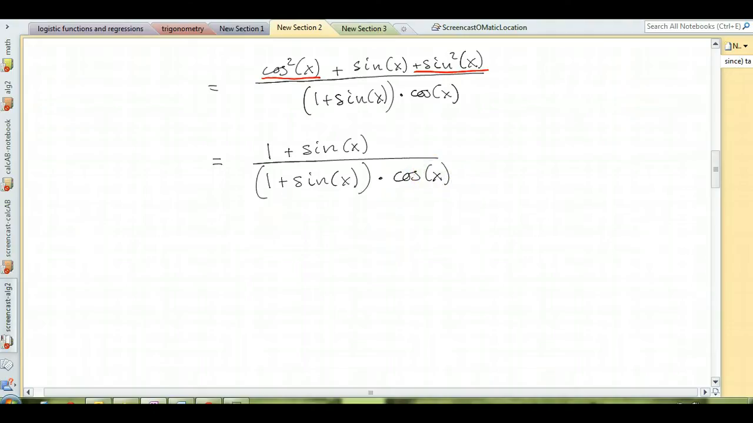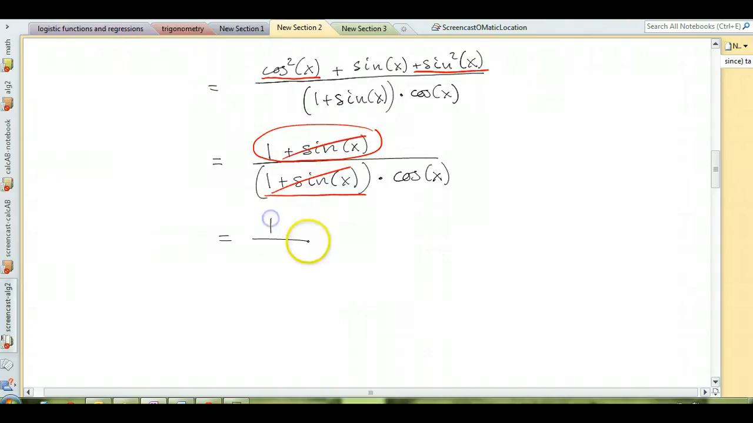Okay, what's going on here? Well, what's at my numerator? 1 plus sine x. I mean, it's a sum of two terms, but that's what I have at the numerator. And look at it here. 1 plus sine x, it's a factor of the denominator. So the factor 1 plus sine x is at the top and bottom. You can simplify it, and you're left with 1 over cosine. And 1 over cosine is just secant x. Alright, so this is what's going on in the first simplification.